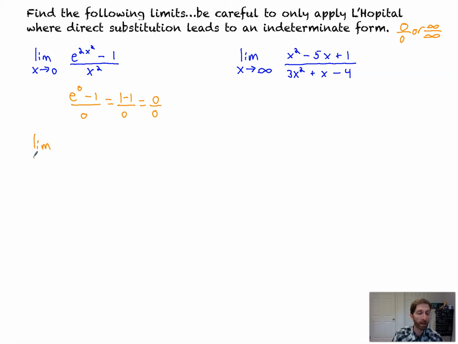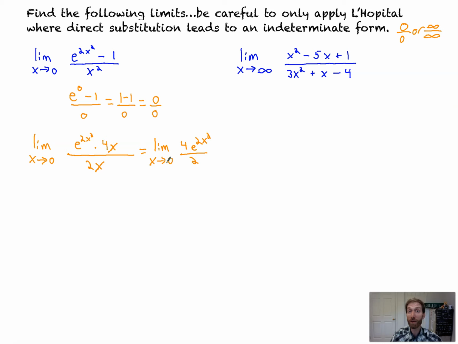So I've got the limit as x goes to 0 of, now the derivative of e to the stuff is e to the stuff times the derivative of the stuff. So that'd be times 4x. We know that from previous videos. Derivative of minus 1 is 0. All over the derivative of the denominator, which is 2x. Ooh. Now what we're going to notice here is those x's divide out, so does the 4 and the 2. So we're left with the limit as x goes to 0 of 4e to the 2x squared all over 2.